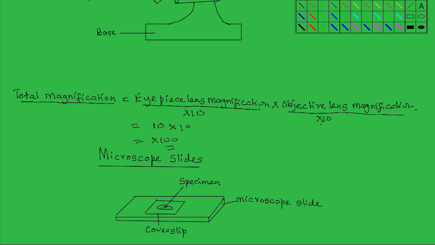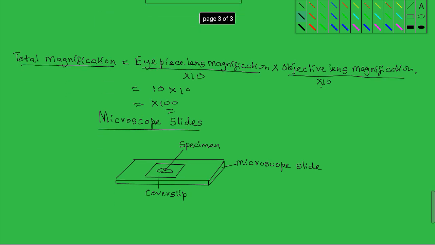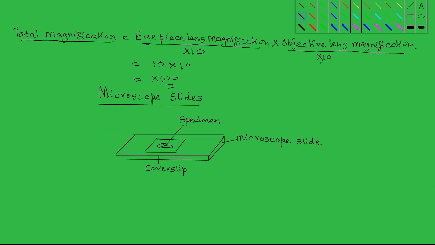Now, the specimen that is under observation is not placed directly on the stage, but instead microscope slides are used. These are thin, rectangular, transparent glasses onto which the specimen to be viewed is placed and then mounted on the stage of the microscope. So this is a microscope slide.